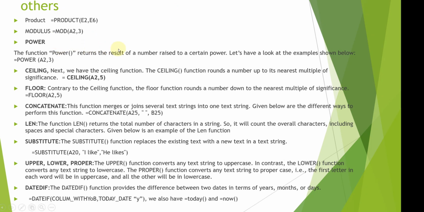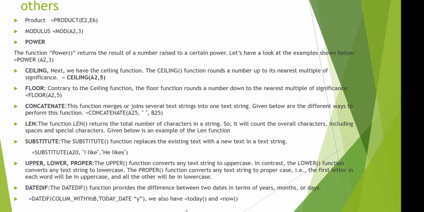We have POWER, which returns the result of a number raised to a certain power, 10 raised to power 2. If you have 10 in A2 and you raise it to power 3, it will give you 1000. Next, we have the scaling function, CEILING. It rounds a number up to its nearest multiple of significance. So with 5, it tells you to round up to the nearest multiple of 5. If you have 38, 40 is the nearest multiple of 5, so it will return 40 for you. We have FLOOR, we have CONCATENATE, we have LEN, which returns the total number of characters.